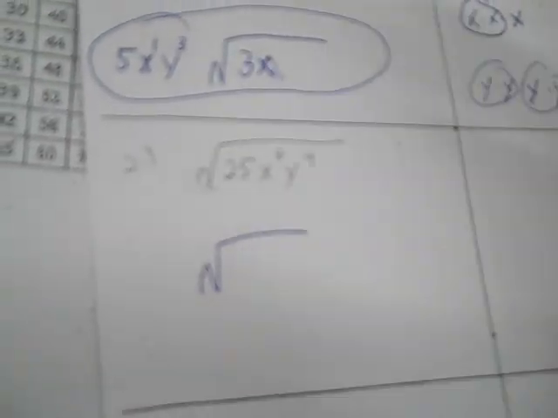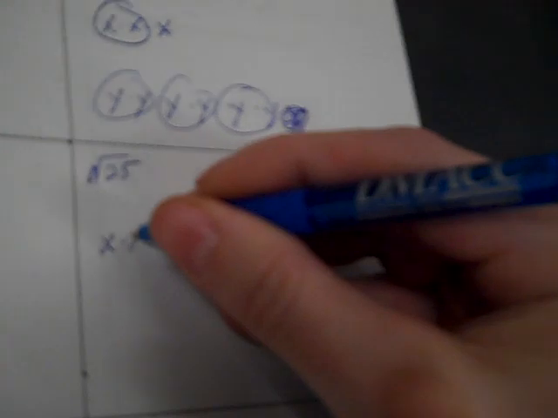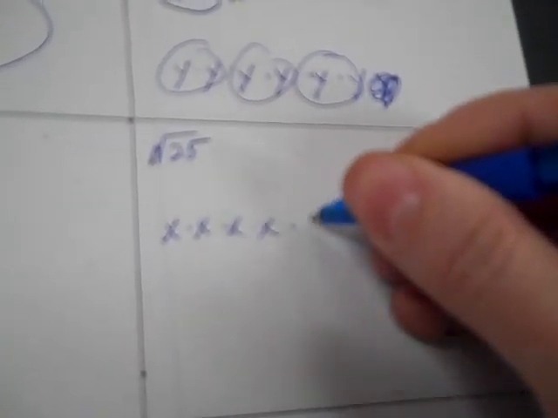Okay, next one, number 2. The square root of 25, then I have the square root of x to the 8th. So I write x times x times x times x times x times x, x, x. Then y to the 4th would be 4 y's.